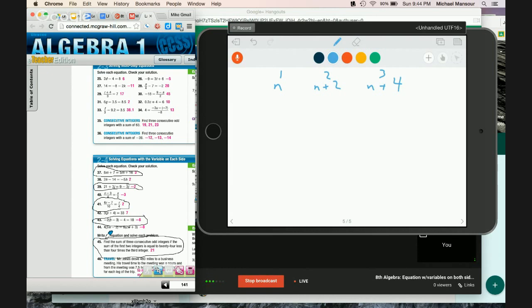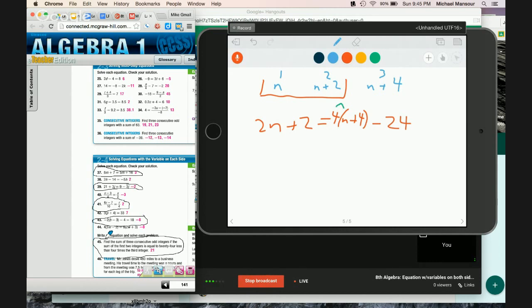The sum of the first two integers, so our first two integers are n and n plus 2, the sum of that would be 2n plus 2. And that is going to be equal to 24 less than, so minus 24, 4 times the third integer. So 4 times n plus 4. Nice and simple there. So now when we resolve this, we're going to get a nice clean answer that will be 21.